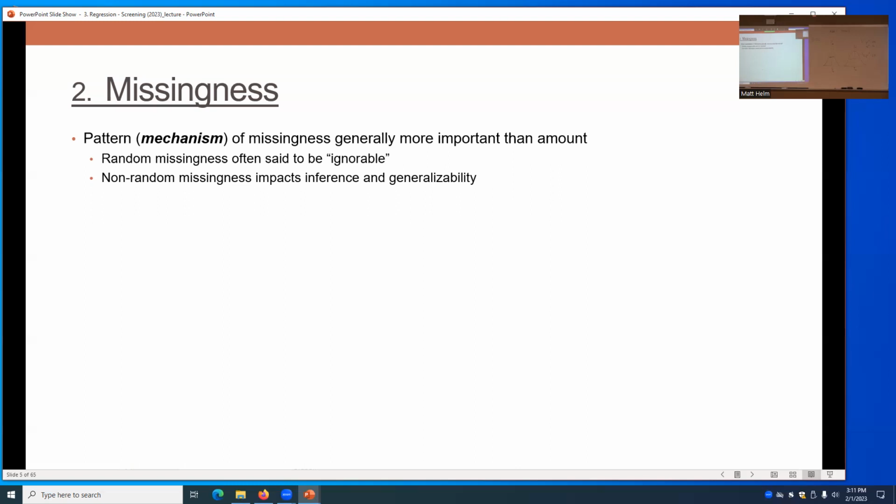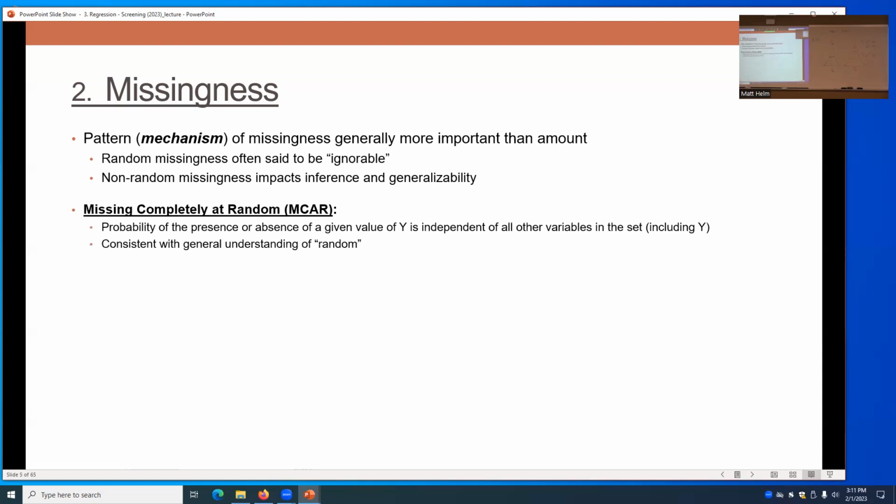But if I have non-random missingness, now that's impacting my inference, it's impacting my generalizability, right? Because I'm not capturing everybody, I'm only capturing a subset of people. There's a systematic subpopulation that's not being included in my analyses because they have missing data, and now that starts to become problematic.